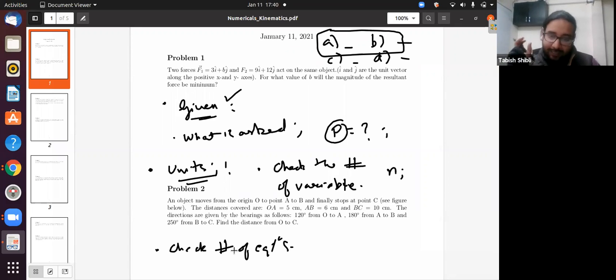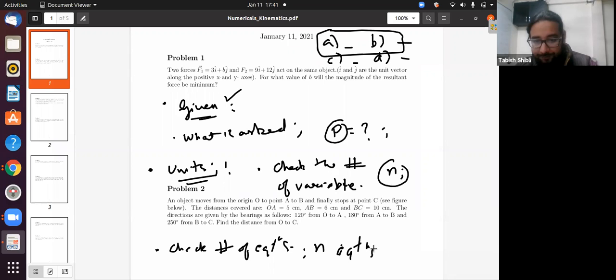Equations are things which essentially connect these variables. Your ultimate goal in any question should be to match the number of equations to the number of variables. So if there are n variables remaining, you need to find n equations. Once you have found n equations and you have n variables, you can solve that system.